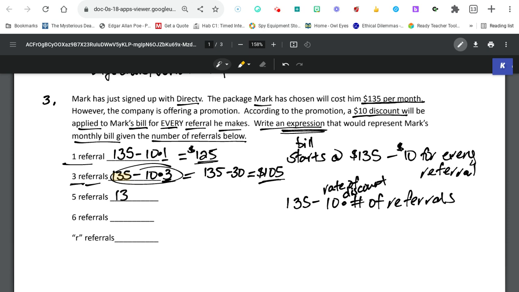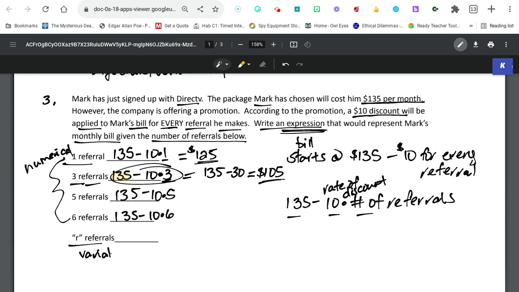This would be 135 minus 10 times 5. Still fitting the same setup. This will be 135 minus 10 times 6. And where, again, these are numerical, this last one involves a variable, so it's variable, or again, what I call algebraic.